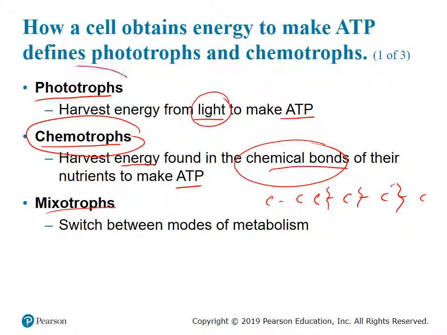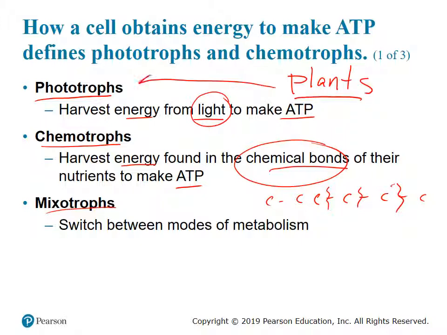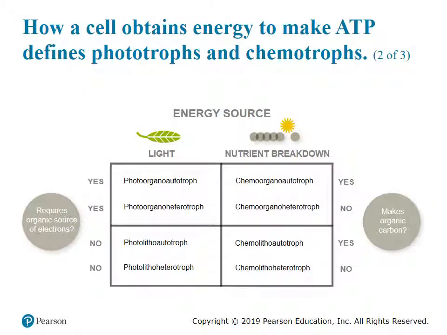So who's a phototroph, right? Harvesting energy from the light, right? So if you guessed this, then that's absolutely correct. Plants actually use light to make ATP. But there are also some bacteria that can use light to make energy. And you would write that there.